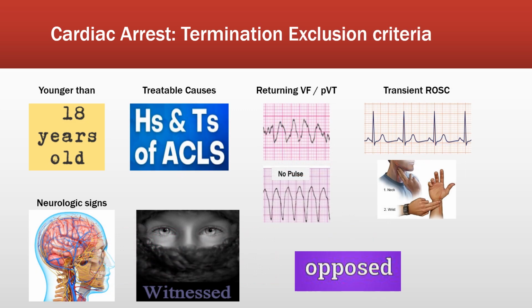Termination exclusion criteria. You want to keep on trying if the patient is less than 18 years old, if there are treatable causes, those H's and T's, if there's a presence or recurring VFib or pulseless VTAC, because the heart still has a little bit of electricity left in it. If there's a transient return of a pulse, signs of neurologic viability, it was a witnessed arrest, or the family or others oppose the termination of resuscitation. Of course, you're going to always follow your local protocols related to termination of resuscitation.